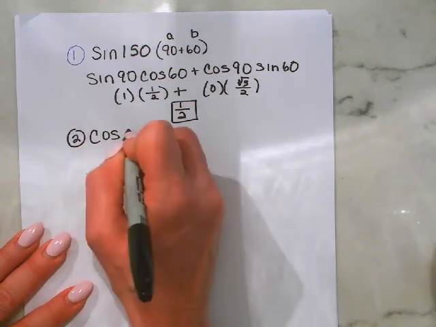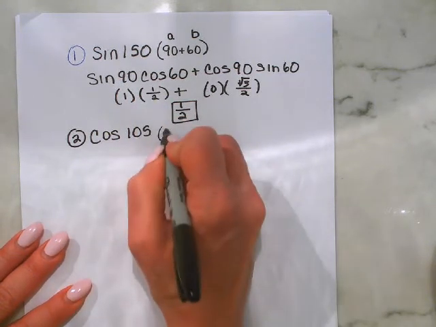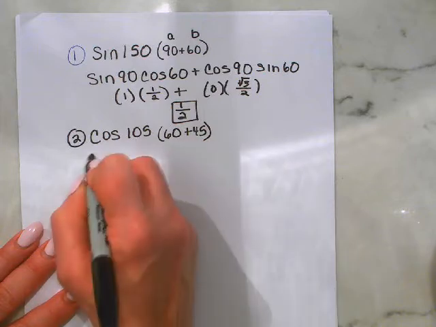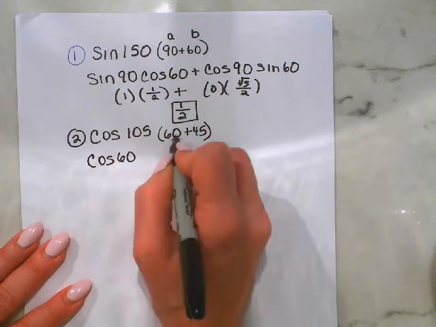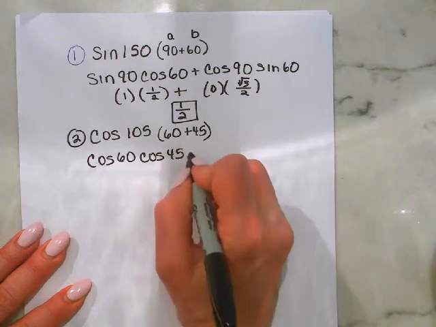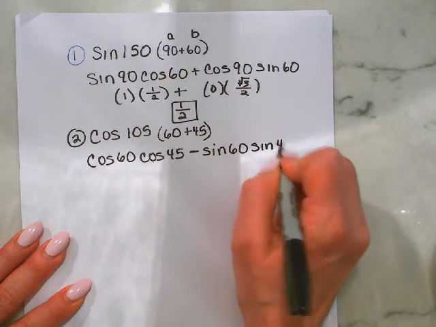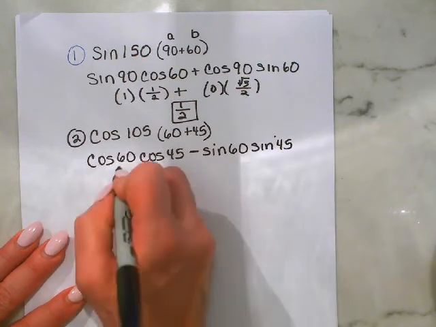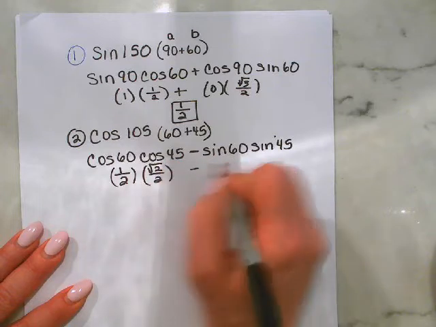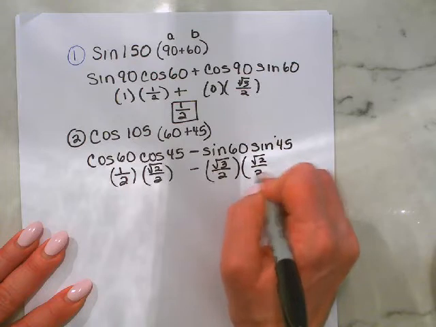The second one, not so easy. Well, a little more challenging to figure out how to get 105. It's not like a 150, but I know I could take my reference of 60, add it to 45, and I have 105. Cosine of 60, that's my A, this is my B, cosine 45, it's plus in the cosine formula, that means opposite. And then it's sine 60, sine 45. The cosine of 60 is 1/2. The cosine of 45 is radical 2 over 2 minus radical 3 over 2 times radical 2 over 2.